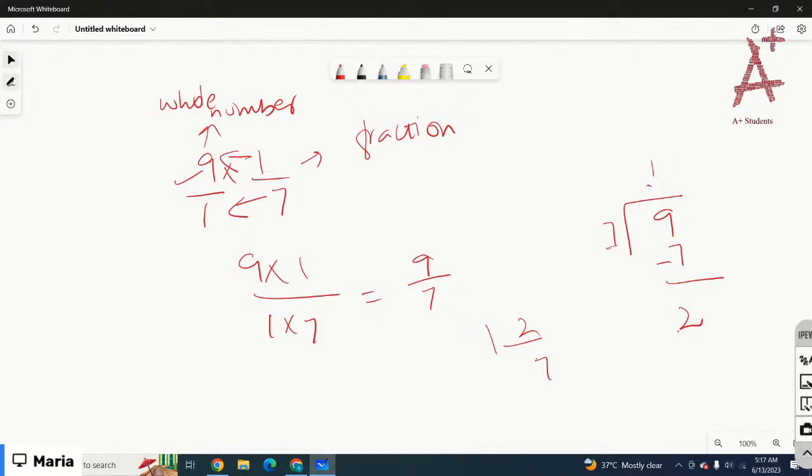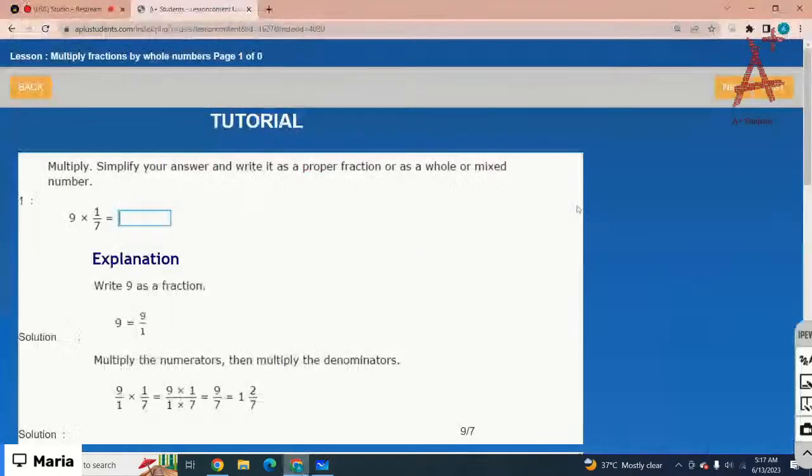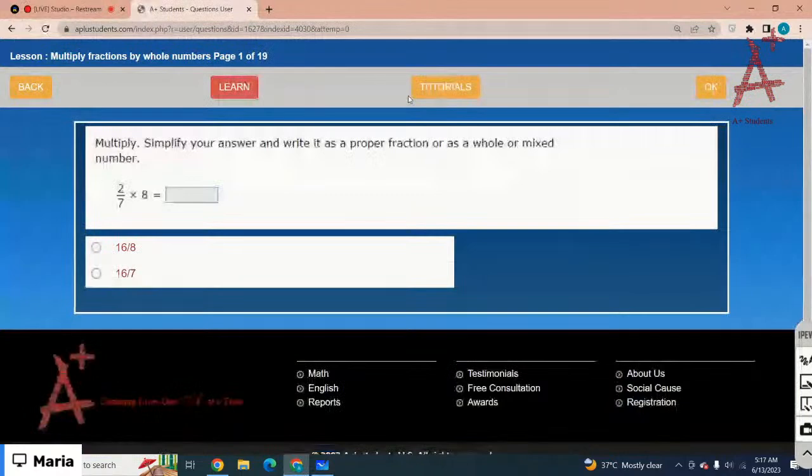Got it? Let's just start with the test questions so that we can do as many practice questions as we can. Let's just start with the first one. Multiply, simplify your answer and write it as a proper fraction or as a whole number or as a mixed number. So let's just do 2 by 7 times 8.